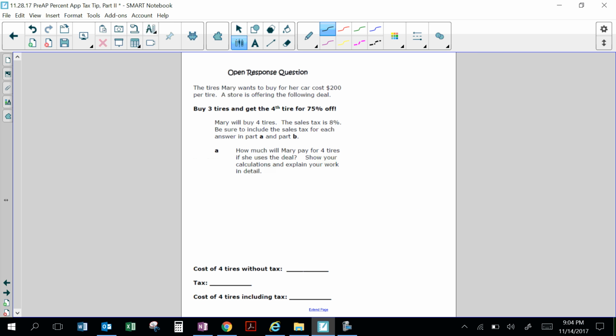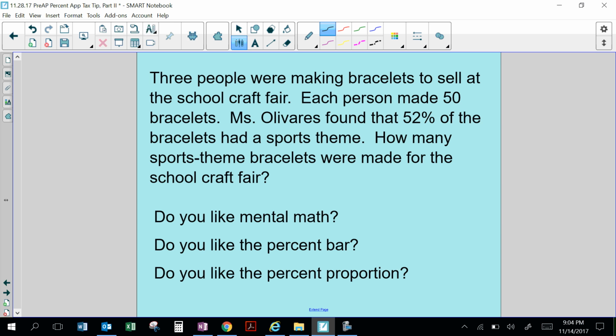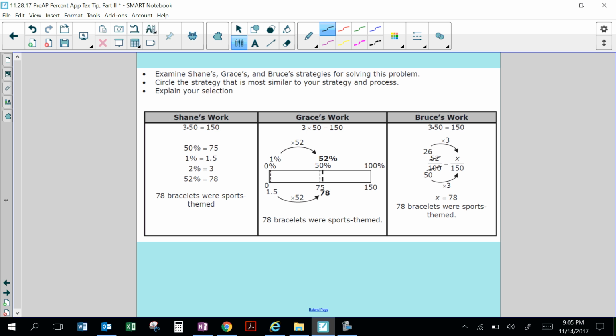So we are going to practice another example. 3 people were making bracelets to sell at the school craft fair. Each person made 50 bracelets. Miss Oliver Flores found that 52% of the bracelets had a sports theme. How many sports themed bracelets were made for the school craft fair? Do you like doing mental math? Do you like using percent bars? Or would you like percent proportion? I'm going to show you 3 ways of solving it.